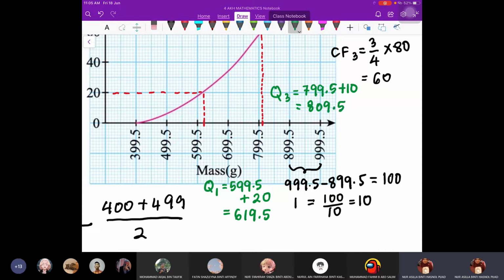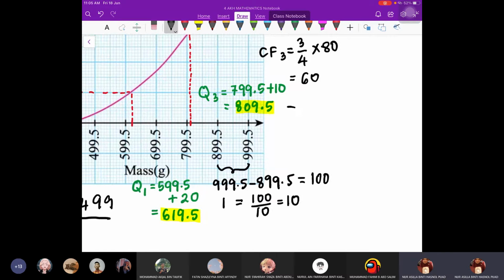Okay, so you dah dapat first quartile and also third quartile. Jadi kita boleh calculate the interquartile range. So interquartile range is equals to third quartile 809.5 minus 619.5.